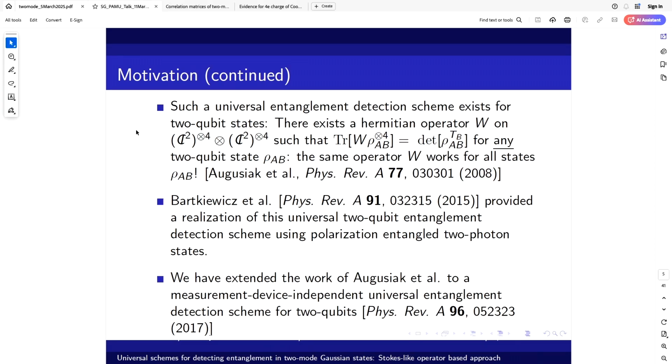If you look at the Simon criterion, the Peres-Horodecki criterion, it looks similar for Gaussian states. A 2 mode Gaussian state is separable if and only if, after partial transposition, the covariance matrix is positive semi-definite. So, that was the motivation behind our work, to figure out whether one can design such a universal detection scheme for entanglement. Of course, for 2 mode Gaussian states, we do not have a condition in terms of a signature. We have a condition in terms of a local symplectic invariant form, which makes life difficult.